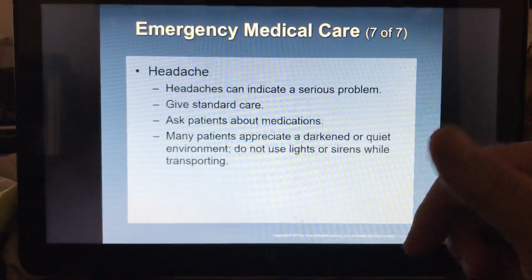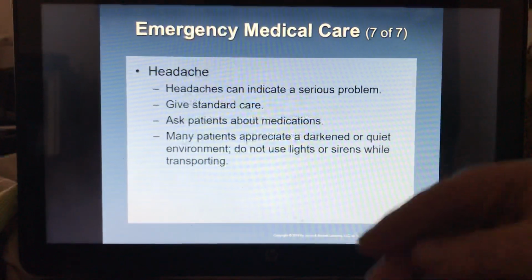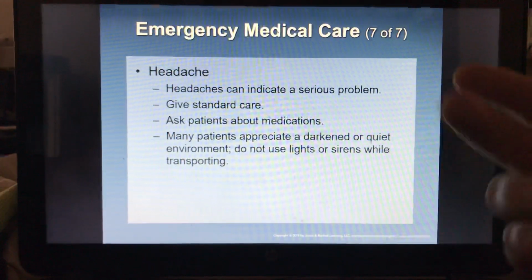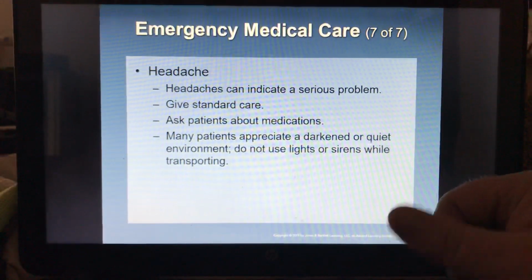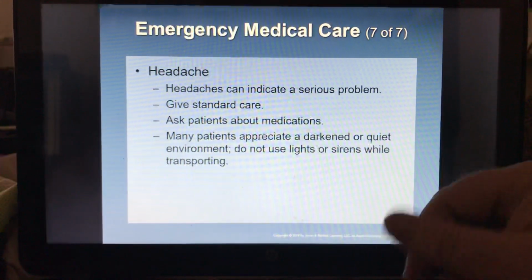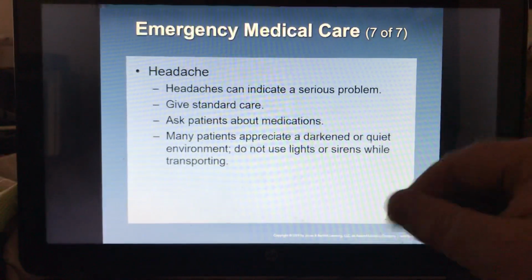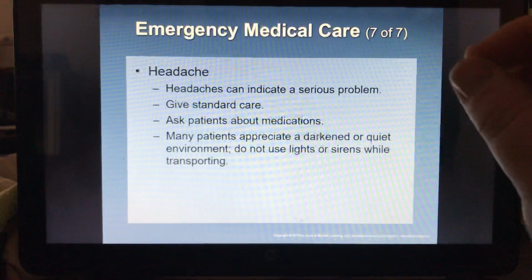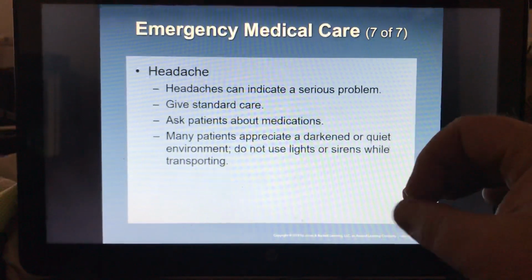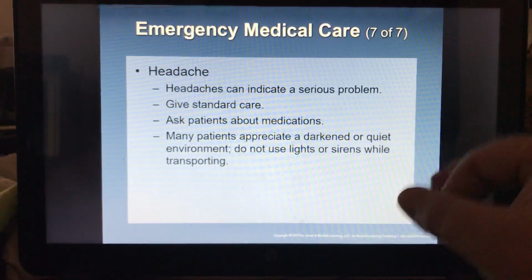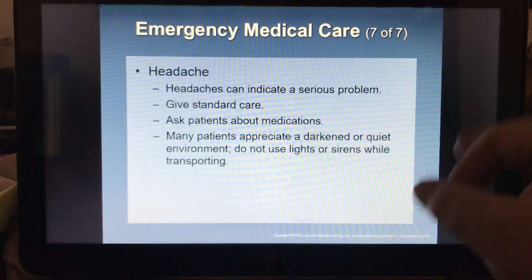Headaches, you need to make sure it's not a stroke or going to progress into a stroke, but typically there's not much you can do for headaches. Lights and sirens are bad juju. As far as a patient with a headache, another thing I want you to be aware of is that flashing lights can trigger a seizure.